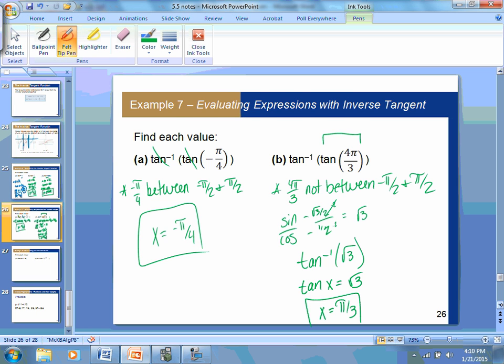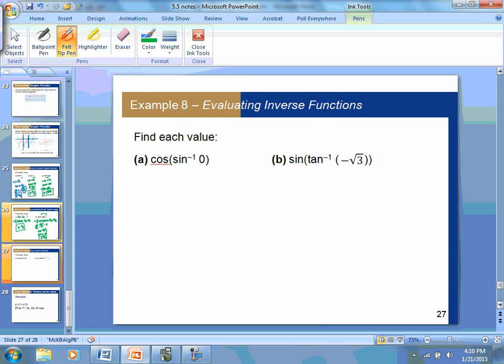Now the only other thing that you might see in your homework is kind of a combination of the different functions. Now this is kind of fun, okay? Here we've got the cosine of the inverse sine, or the sine of the inverse tangent. So they're going to mix it up a little bit. So let's just start with the stuff inside our parentheses. I can't cancel cosine and sine, okay? So I'm just going to focus on this first part here.